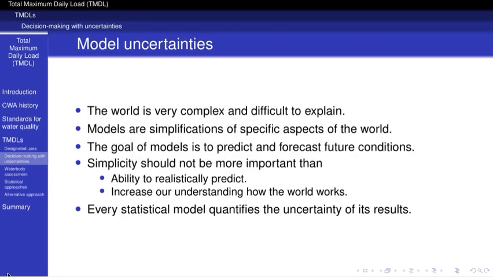All science attempts to explain the world in which we live, but our world is very complex. A model is a simplification of some well-chosen aspects of the world, where the level of complexity often depends on the question being asked. Pragmatically, the goal of a model is to predict, while scientists want to incorporate their understanding of how the world works into their models.